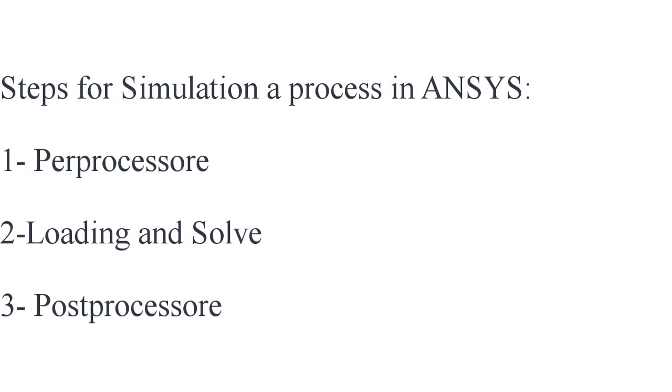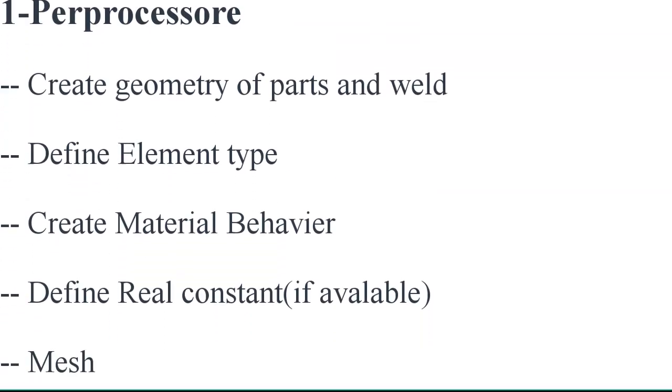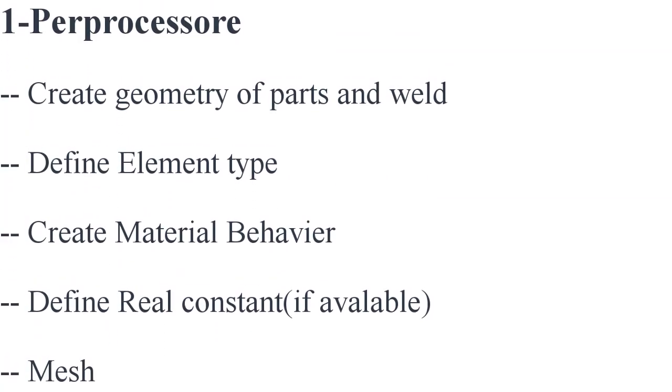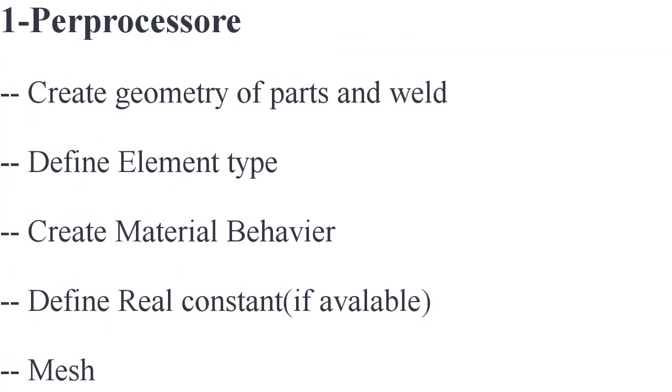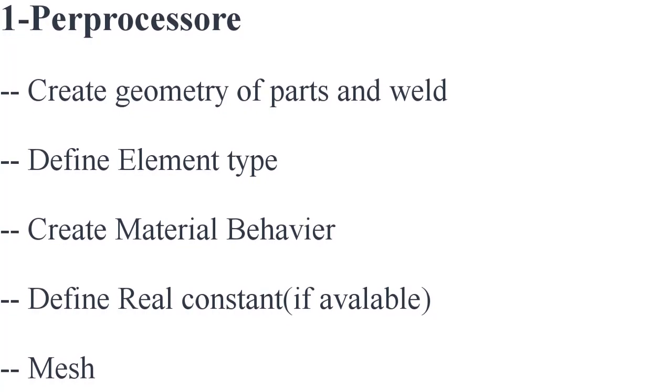Hello everybody. In ANSYS software we have three main steps for simulating every process. Step 1, preprocessor; step 2, loading and solve; and step 3, postprocessor. In step 1, the preprocessor, we must create the geometry of the part and weld.